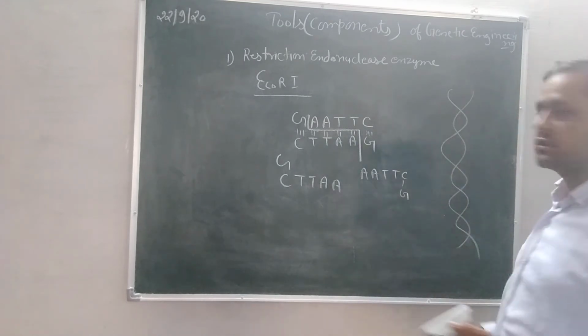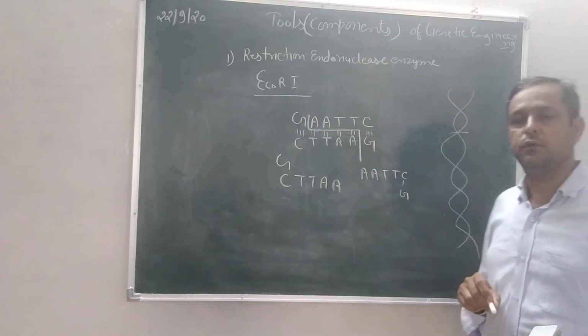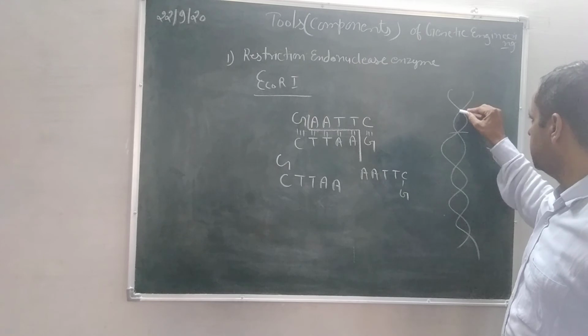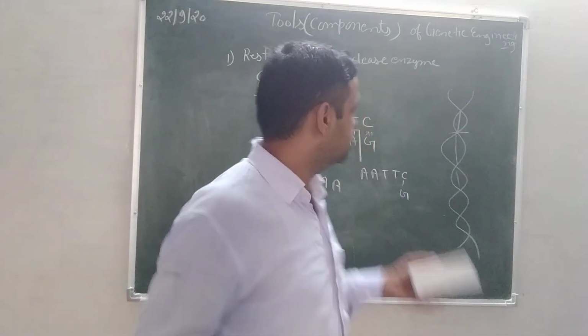If we see the structure of DNA, then the exonuclease enzyme cuts it at the phosphodiester bond, and the endonuclease enzyme cuts the DNA at the hydrogen bonds.